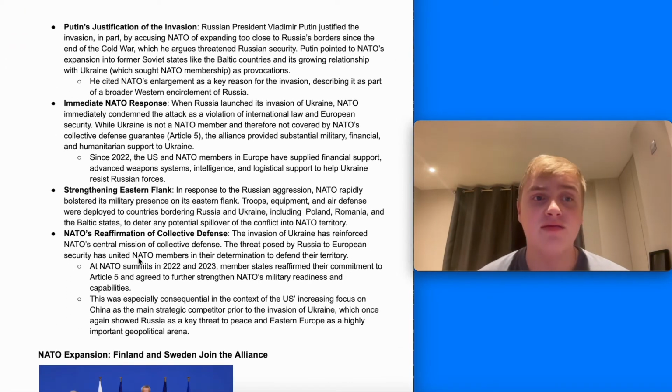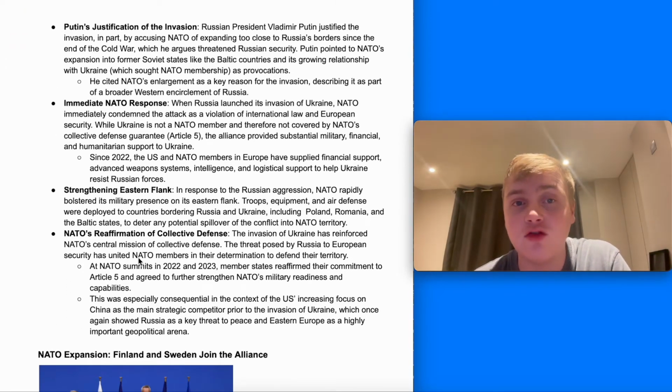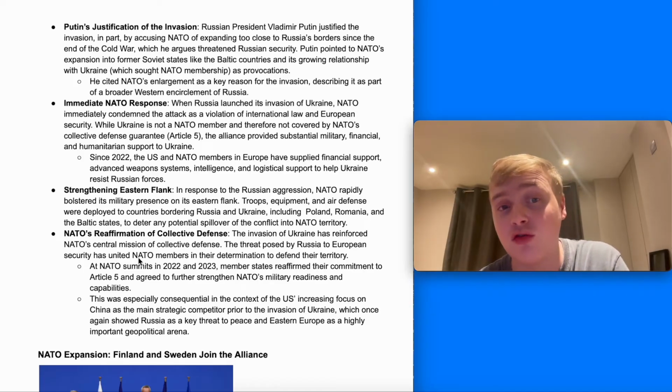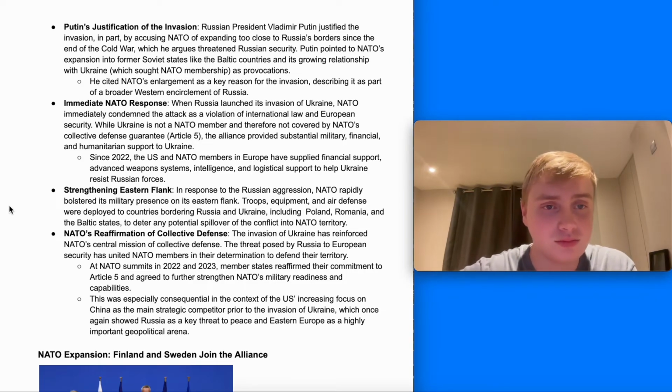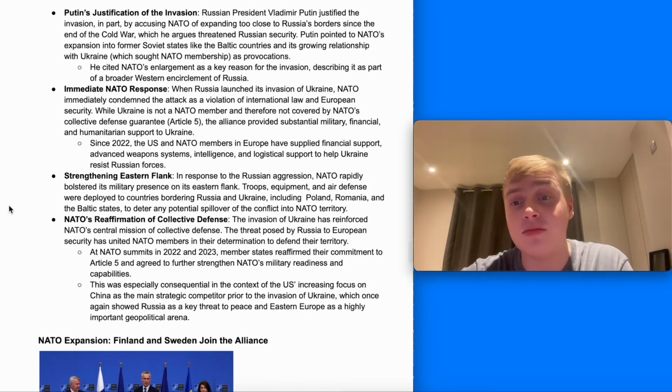Putin justified the invasion in part by accusing NATO of expanding too close to Russia's borders since the end of the Cold War, which he argues threatened Russian security. So Putin pointed to NATO's expansion into former Soviet states like the Baltic countries and its growing relationship with Ukraine in particular, which had sought NATO membership. And he saw those as provocations to Russian security. And he cited NATO's enlargement as a key reason for the invasion, describing it as part of a broader Western encirclement of Russia.